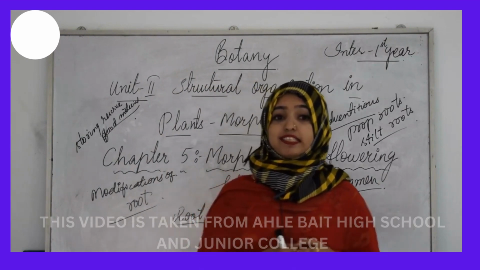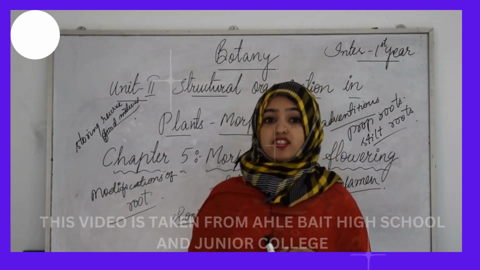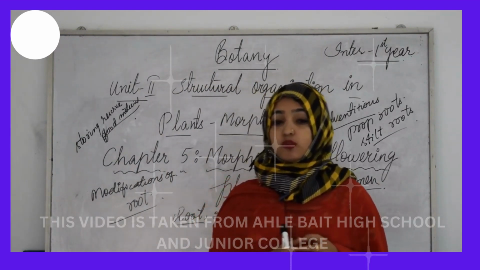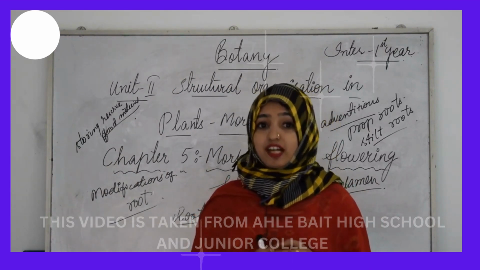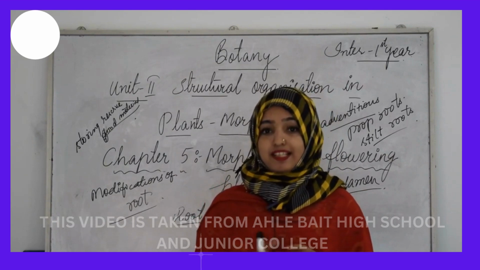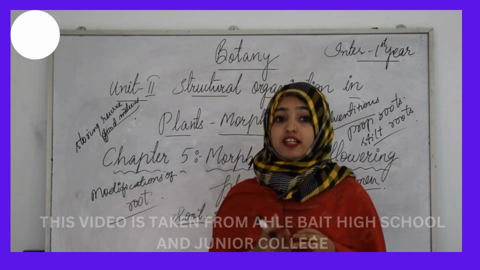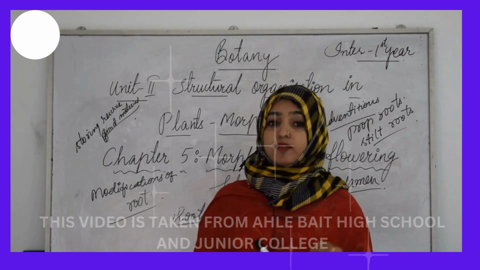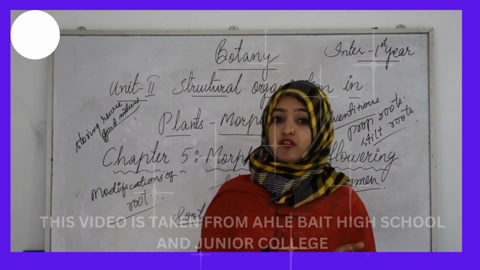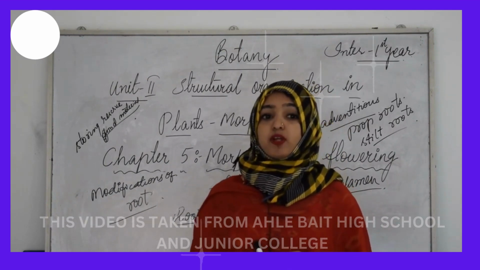Some partial parasites like Viscum and Striga send haustorial roots into the xylem of the host plant to get water and minerals, while others, that is complete parasitic plants like Cuscuta and Rafflesia, extend their haustorial roots into both xylem and phloem to obtain both water as well as food from the host plants.